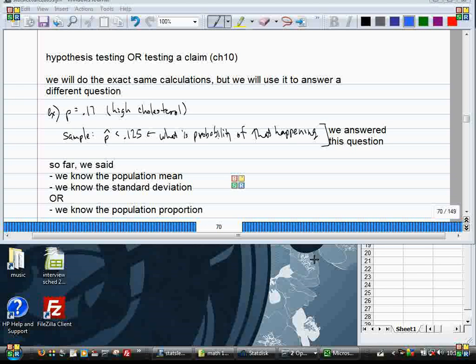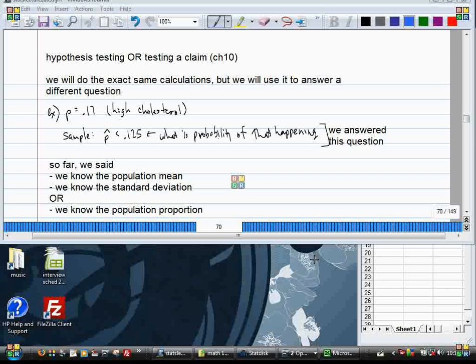So this next section is called hypothesis testing, and what I want to assure you of is that in what we're doing, we're going to be doing the exact same calculations. However, we're going to use our calculations to answer a different question. So, in a sense, our first step will look different, our last step will look different, but everything in the middle, all the hard stuff that we've been doing, that we really already know how to do, that's all going to be exactly the same.